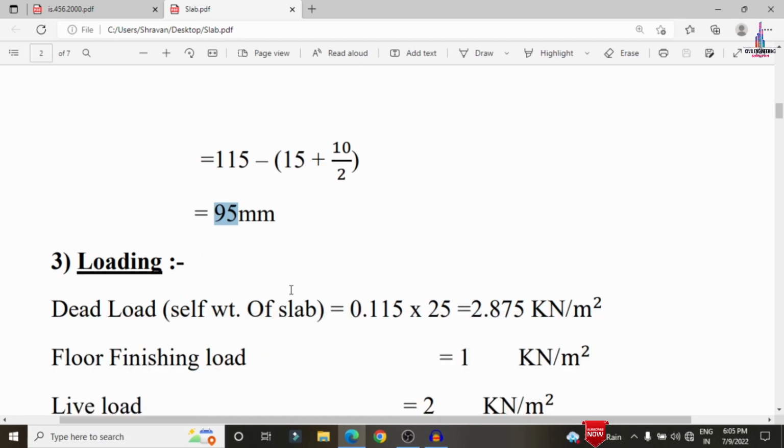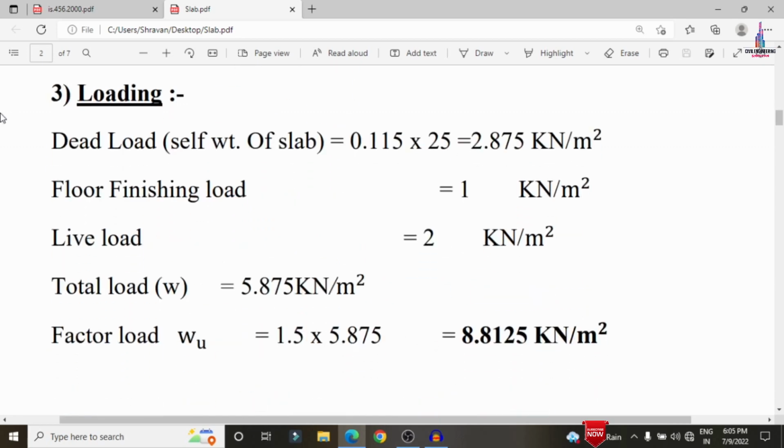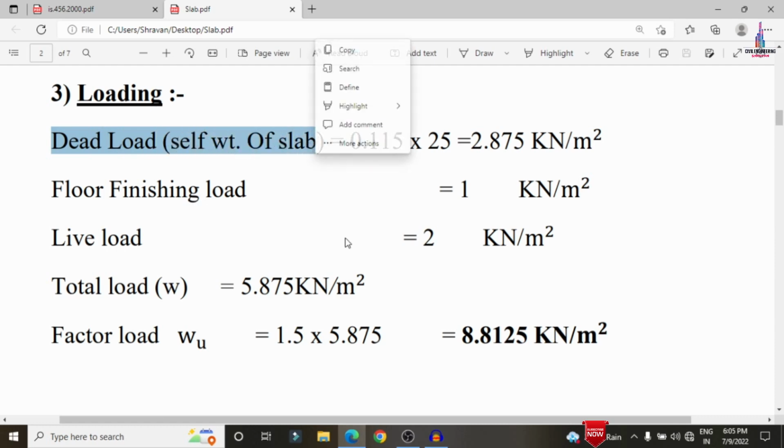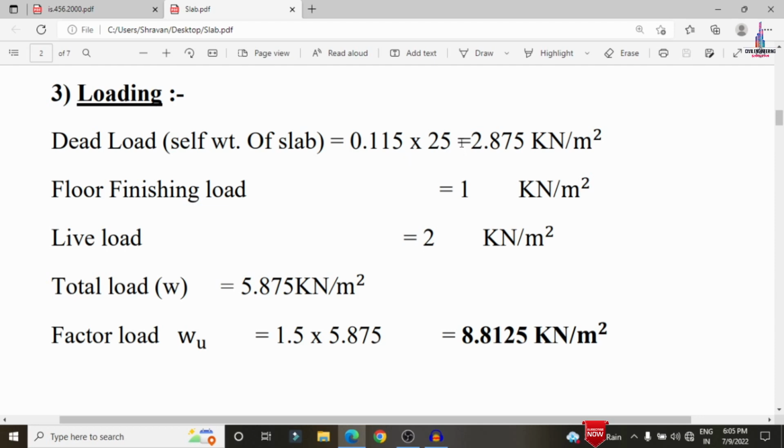The third step is to calculate the loads. Here I am taking the dead load of the slab, which is the self weight of the slab, approximately equal to 0.115 multiplied by 25. Here 0.115 is the thickness of the slab we assumed, and 25 is the unit weight of RCC concrete. If you multiply these values, we get approximately 2.875 kilonewton per meter square.